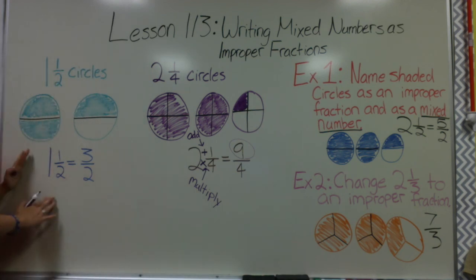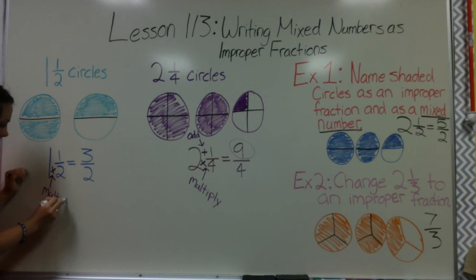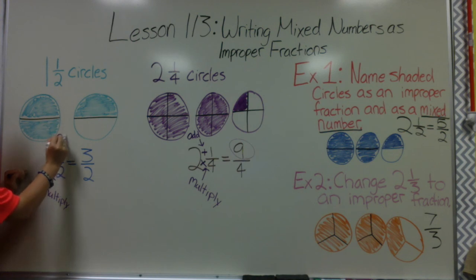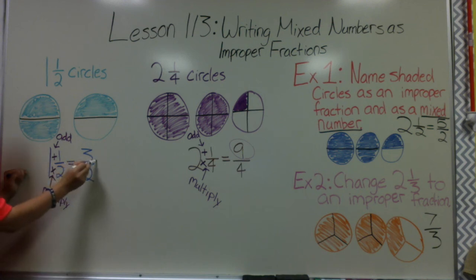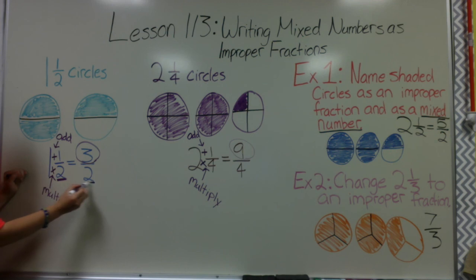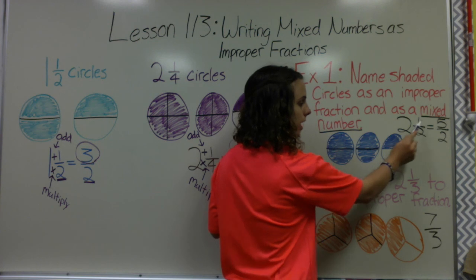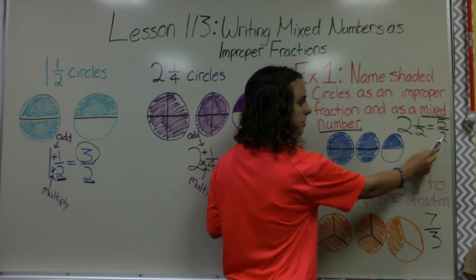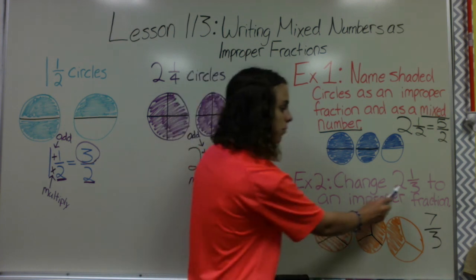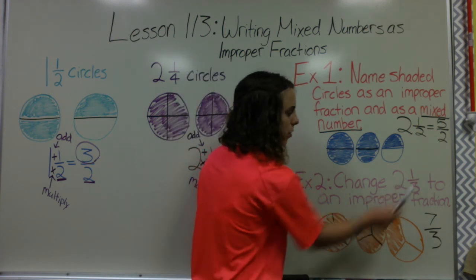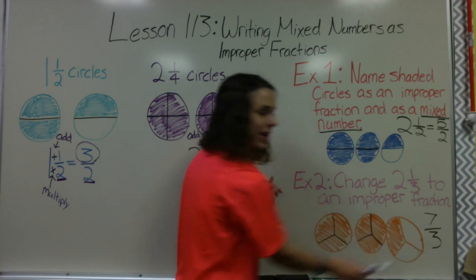So if I looked at 1 1/2, again, 2 times 1, there's my multiply. And then I would add my numerator. 2 times 1 is 2, plus 1 more is 3. There's my numerator. Denominator always stays the same. Okay, if I look at example 1, I have 2 1/2. 2 times 2 is 4, plus 1 more is 5. There's my 5. 2 is my denominator, stays the same. If I look at 2 1/3, 3 times 2 is 6, plus 1 more is 7. There's my 7, and my denominator stays the same.